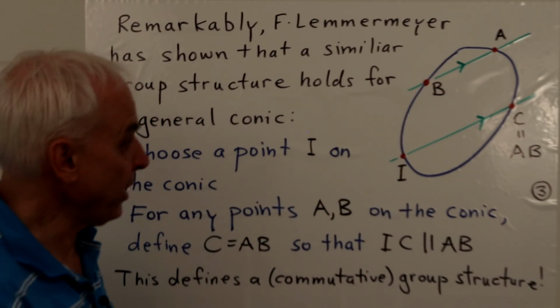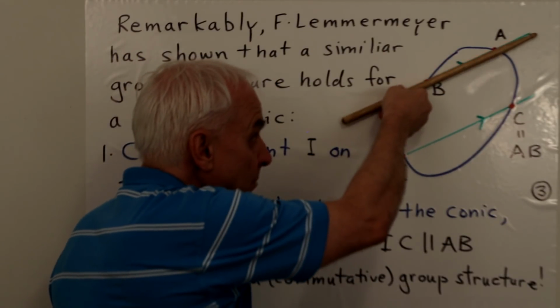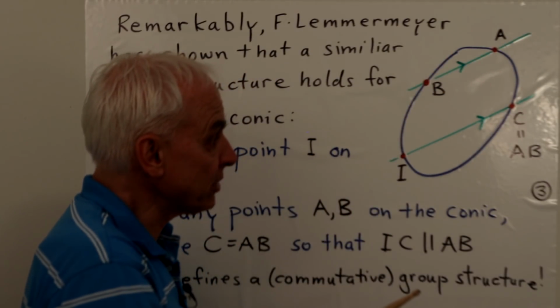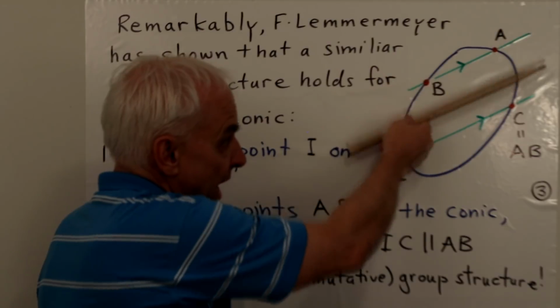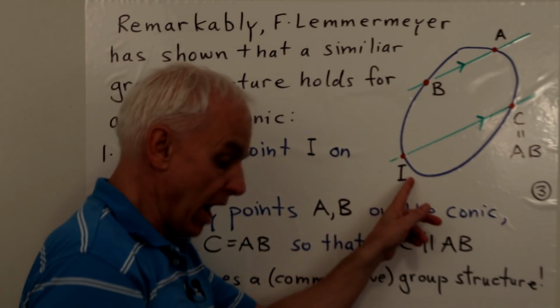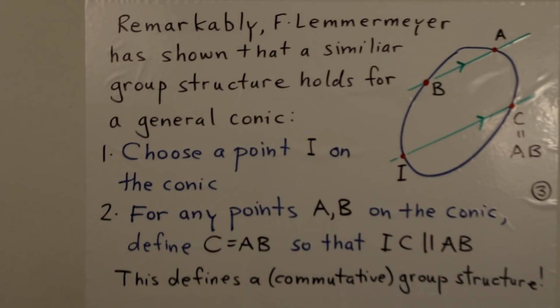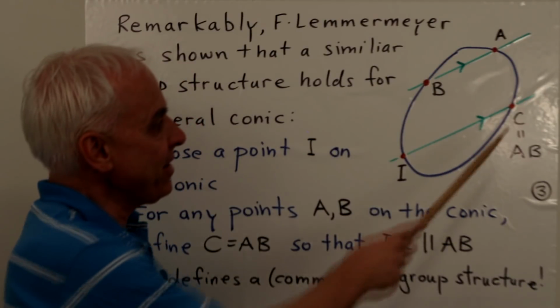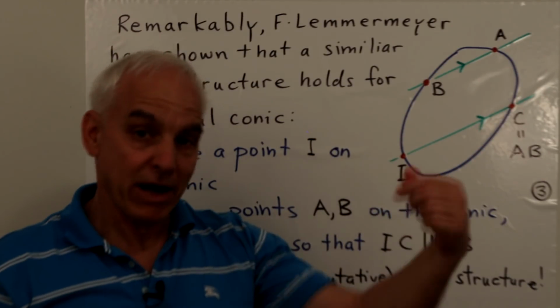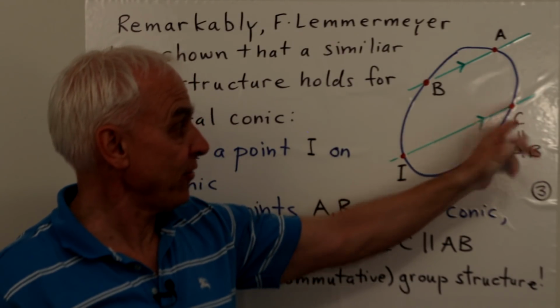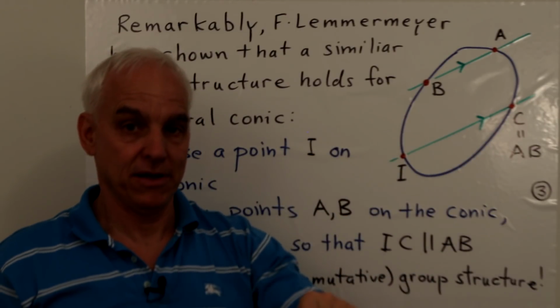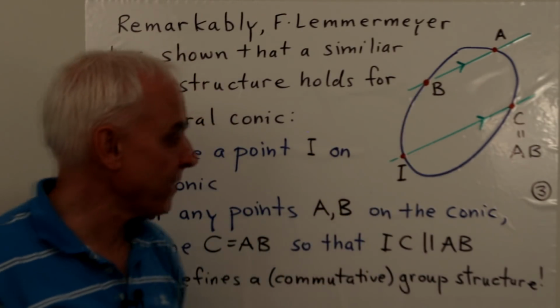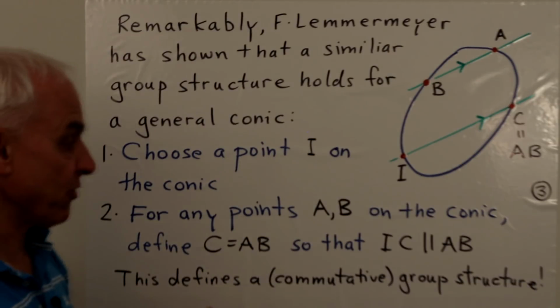So it's a very practical thing. You just take this line AB that you've constructed between A and B, you draw a parallel to it through the fixed point I. And then the other place where that parallel meets the conic is the product AB of the 2 points A and B. And beautifully, this defines a group structure.